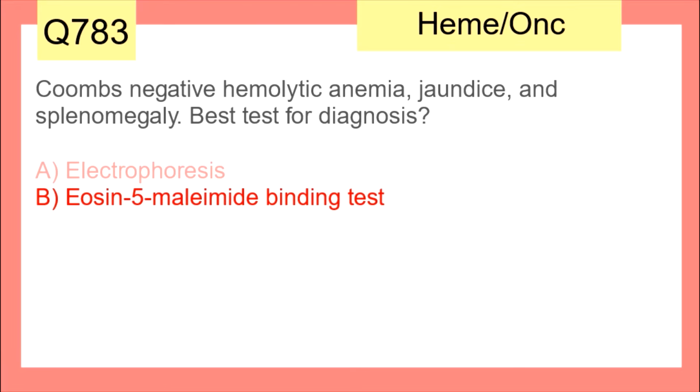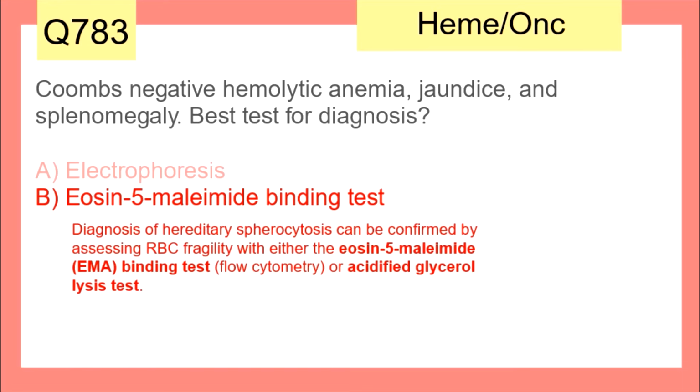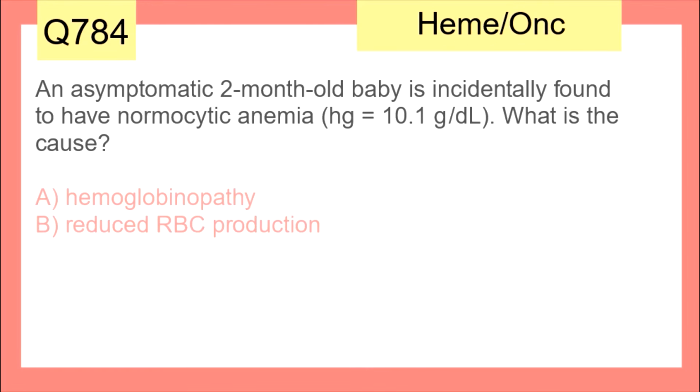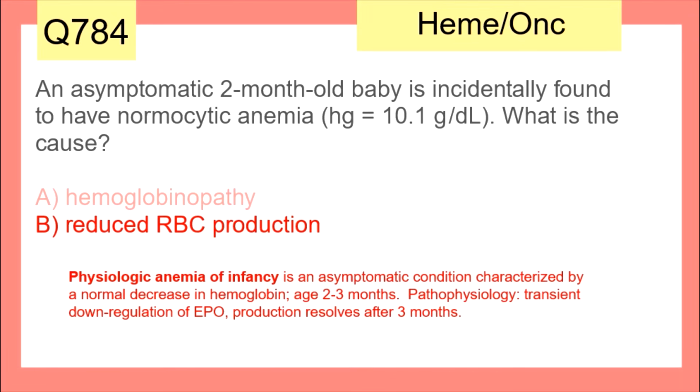The best test is, we mentioned this, the eosin-5-maleimide binding test, the flow cytometry for spherocytosis. All right, 784, an asymptomatic 2-month-old baby is incidentally found to have normocytic anemia. So it is 10.1 grams per deciliter. What is the cause? So this is reduced red blood cell production. It is physiologic anemia in infancy, which resolves after 3 months.